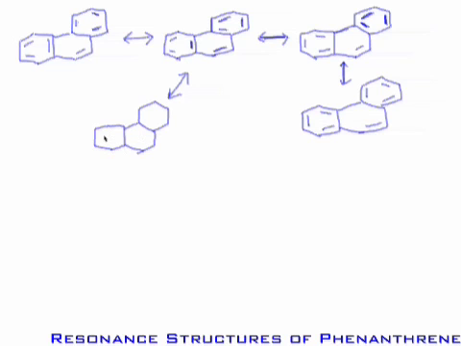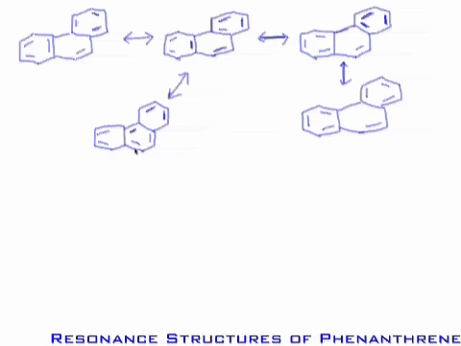So if we do that, we end up with pi bond here, pi bond here, pi bond here, pi bond here, pi bond here, and we have pi bond here and pi bond here. Now, we can generate then 5 different resonance contributors for the molecule phenanthrene. Because there's more fused rings, we get more resonance contributors.